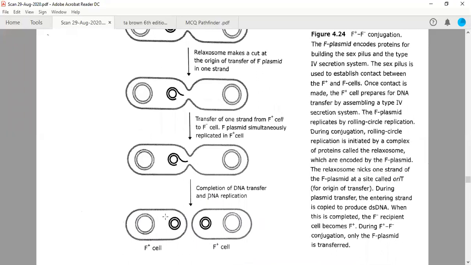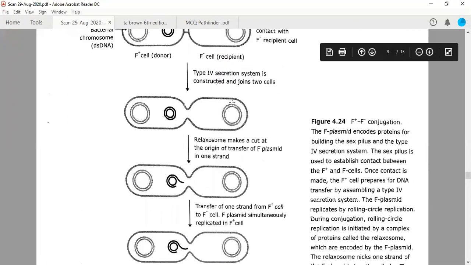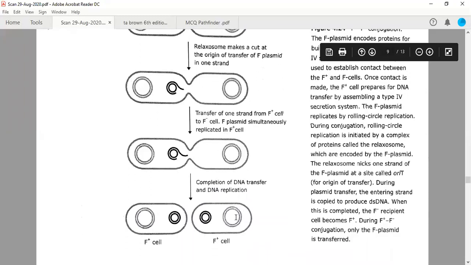Now both the cells: the F positive cell will remain F positive because it will again do the replication by rolling circle mechanism, and this will become double stranded. The F negative cell, which was the recipient initially, will also become F positive, or the donor. Now it will donate this F plasmid, meaning both can donate the F plasmid to some other cells which are F negative. Therefore, you will see complete populations of bacteria which are F negative will, by the spread of this kind of infection or gene transfer, become F positive. All the population of the bacteria will become F positive in a culture.